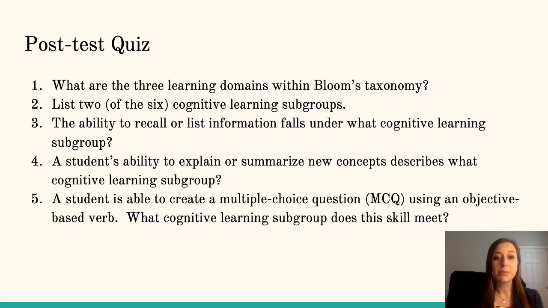So what are the 3 learning domains within Bloom's taxonomy? List 2 of the 6 cognitive learning subgroups, and that could either be the old version of Bloom's or the new version, doesn't matter. The ability to recall or list information falls under what cognitive learning subgroup? A student's ability to explain or summarize new concepts describes what cognitive learning subgroup? And a student is able to create a multiple choice question using an objective-based verb. What cognitive learning subgroup does this skill meet?